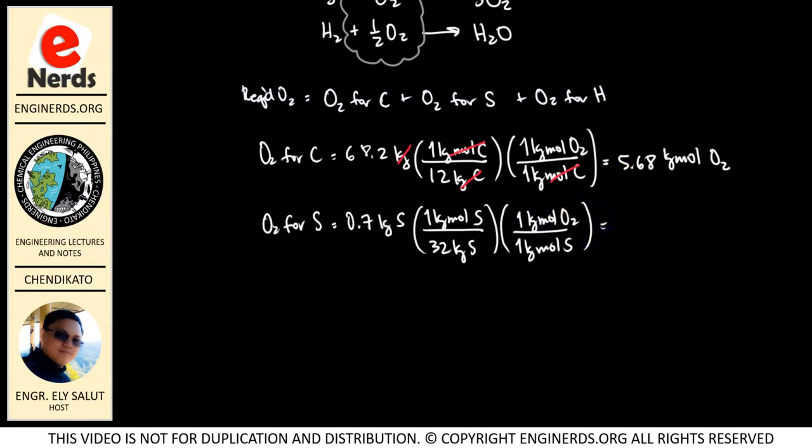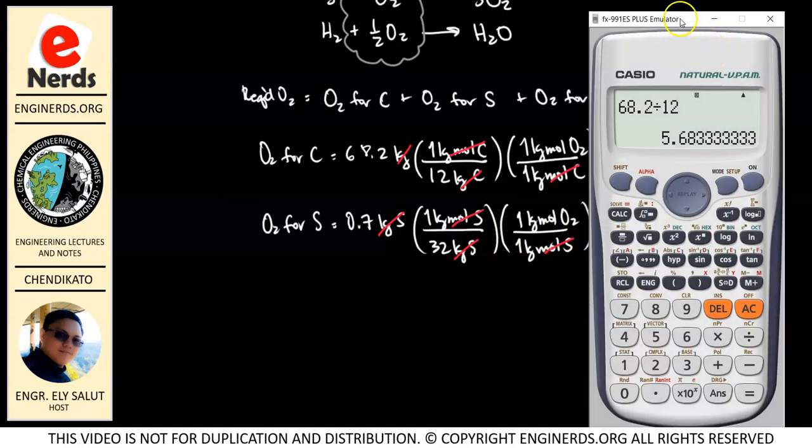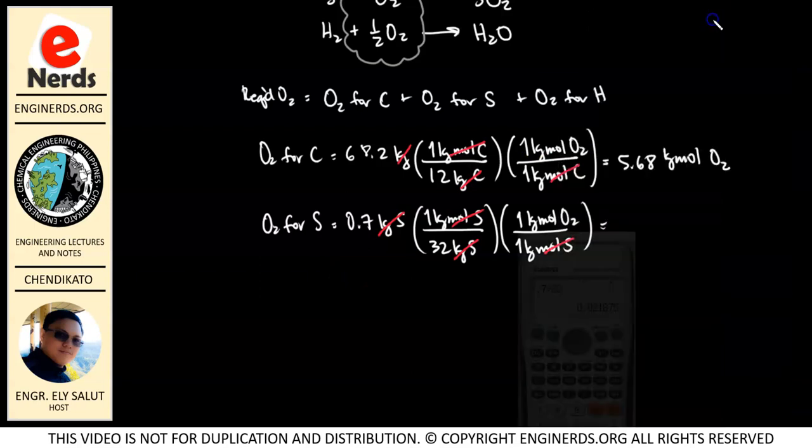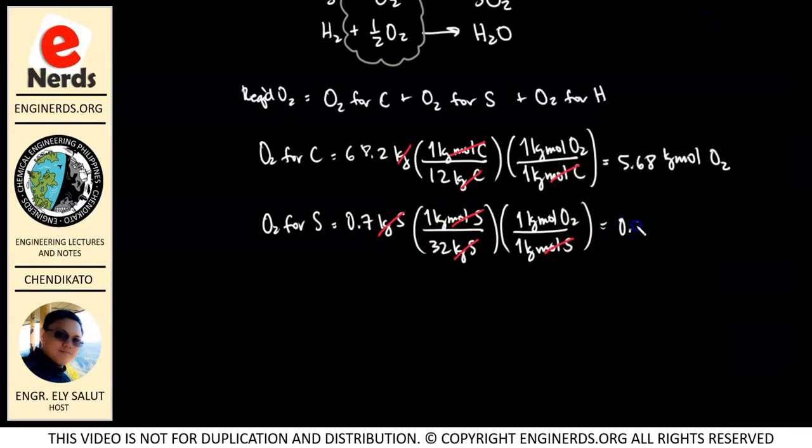Okay? So, tignan ulit natin yung ating mga units. We have kilogram of sulfur, kilogram mole of sulfur. So, ang maiwan sa atin is kilogram mole of O2, and then we'll solve for that. We have 0.7 divided by 32. So we have 0.022 kilogram mole of O2, okay?